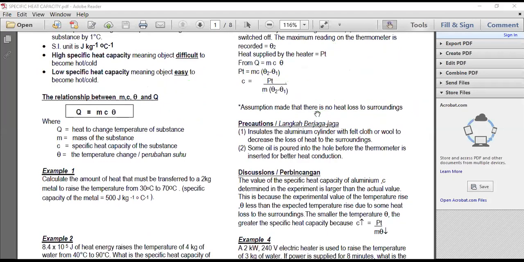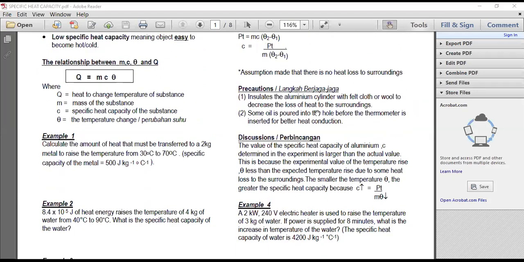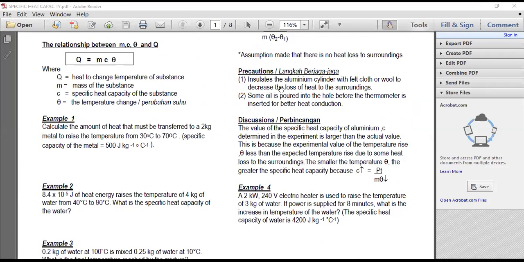Next, for precaution, this one is also important. In reality, heat will be lost to the surroundings. So we must insulate the aluminium cylinder, we insulate it with cloth. Basically we want to reduce the heat loss. We cannot overcome it, but we can reduce it. And then one more thing.